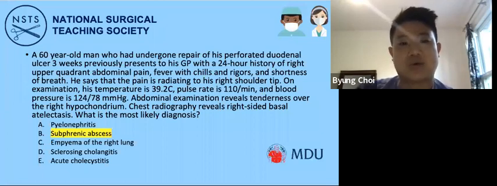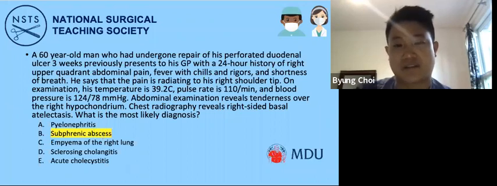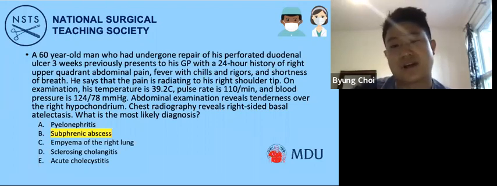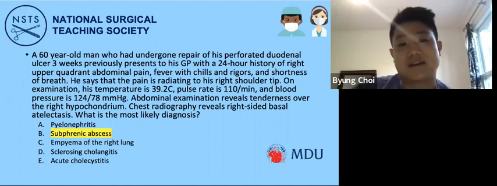Okay. Now, of course, just looking at some of the options, it's not going to be pyelonephritis. He hasn't got any flank, loin to groin pain. He hasn't got any urinary symptoms. As well as you wouldn't really get any respiratory symptoms from that. Empyema of the right lung, again, you would probably see a lot more signs on the chest radiograph other than basal atelectasis, and although you may get referred abdominal pain, it wouldn't present so much like this. Sclerosing cholangitis, again, potentially you've got right upper quadrant pain and things.